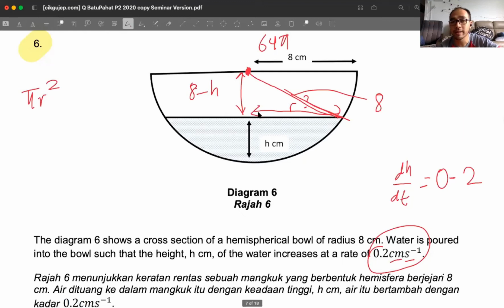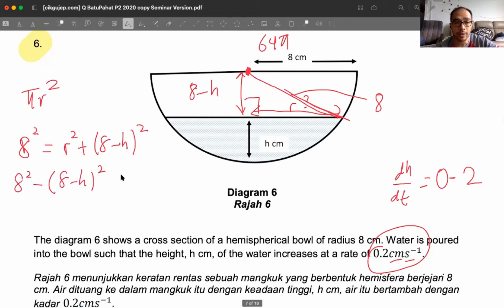We use Pythagoras theorem. So if I were to write Pythagoras theorem, this is 8 squared equals r squared plus (8 minus h) squared. Now, once I do this, and I want r squared, I bring this one across. So I get 8 squared minus (8 minus h) squared equals r squared.